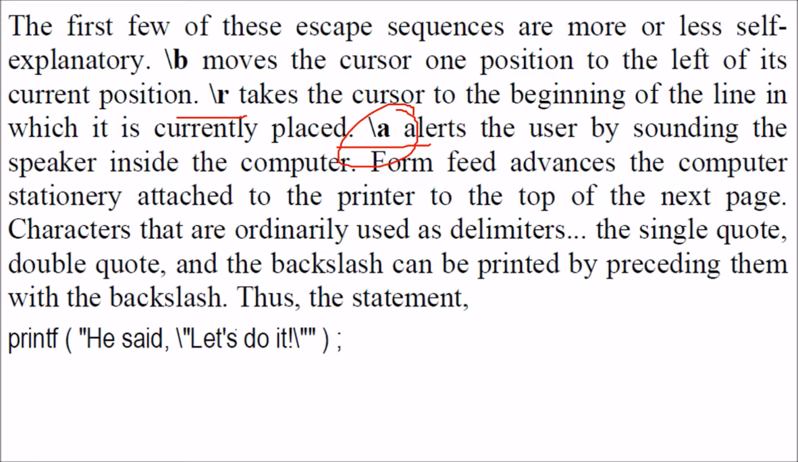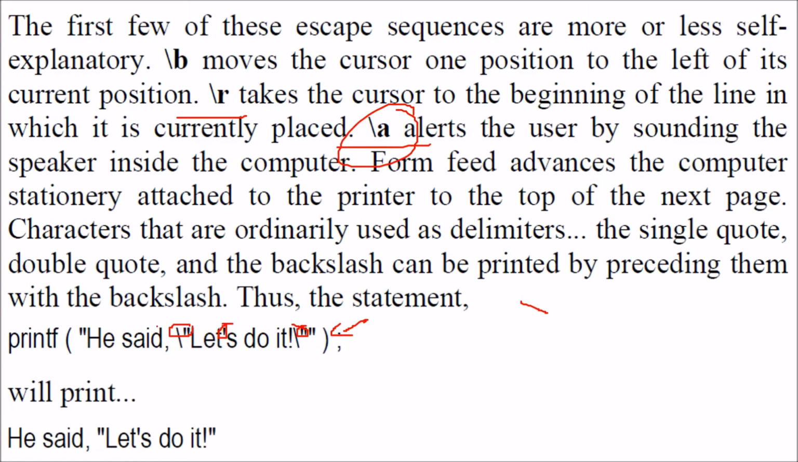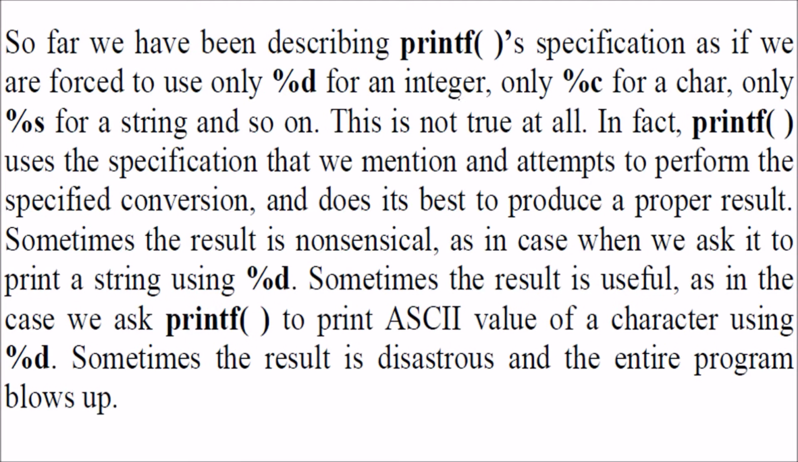Let us see an example. If you want to print this line, you have a single quote here, a double quote here, and a double quote here. But a double quote cannot be printed like this. For that you have an escape sequence. So when you put this escape sequence here and here, you will print the way you wanted, because otherwise, if you don't put the backslash, there will be an error. So this is how we print.